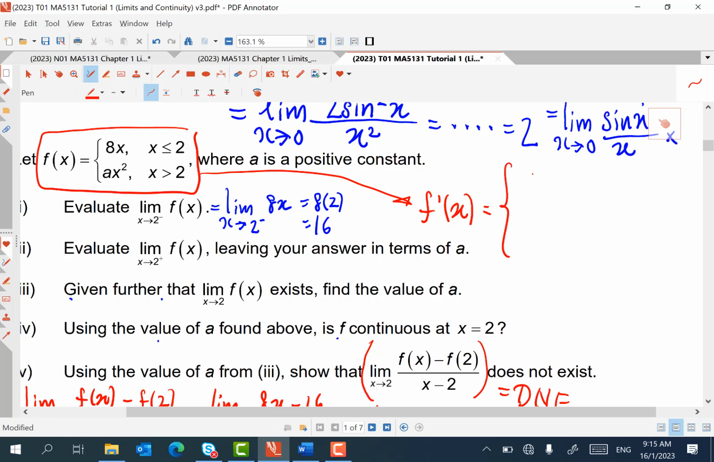This becomes 8 and this becomes 8x, right? Because a is 4, see? Now if you differentiate like this, you can at best say this only, no? At the point 2 it is questionable, because that's the dividing point. So from this line to this line, it is legit.